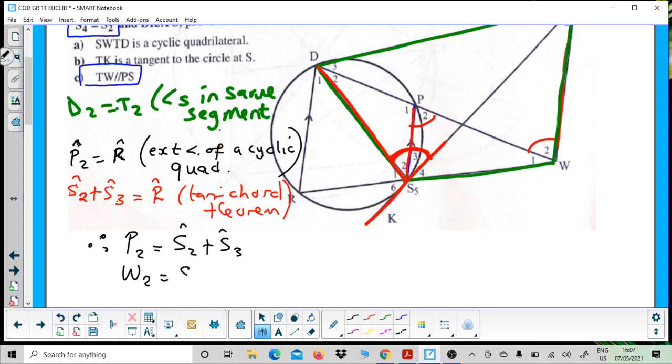W2 is equal to S2 plus S3. Why am I so sure? Angles in same segment, like so. Okay? Are we together? Now, can you see which 2 angles are now equal to each other? What conclusion can I make from those 2 statements?